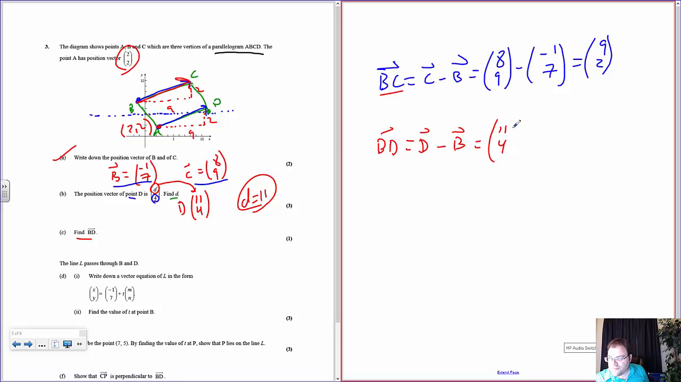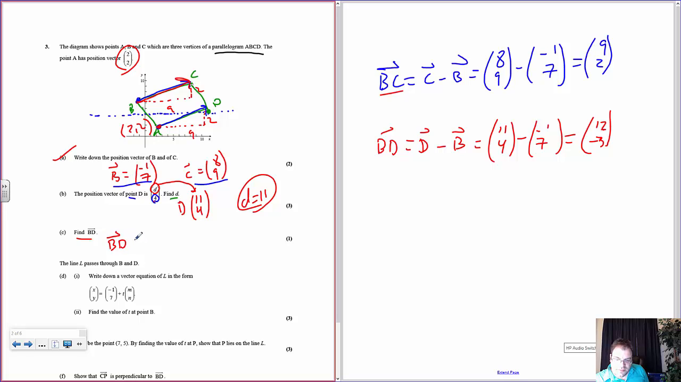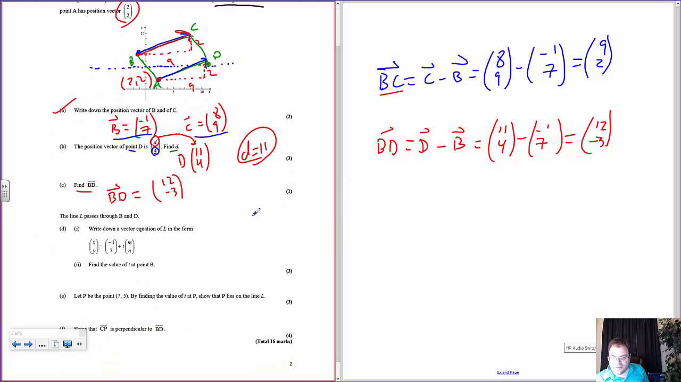So you have 11 and 4 minus B, which is what? Negative 1 and 7. So 11 minus negative 1 is actually 12, and 4 minus 7 is negative 3. So that's the vector BD right here. It's 12 and negative 3. That's pretty much it.